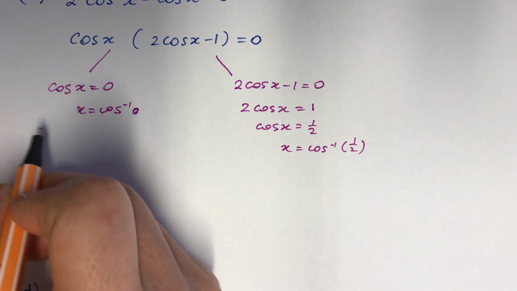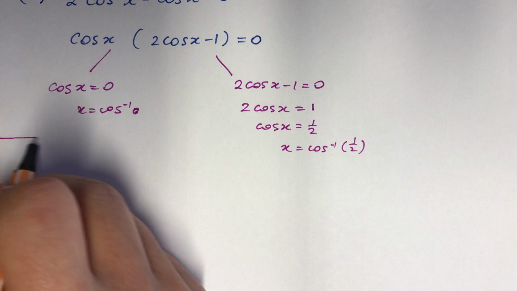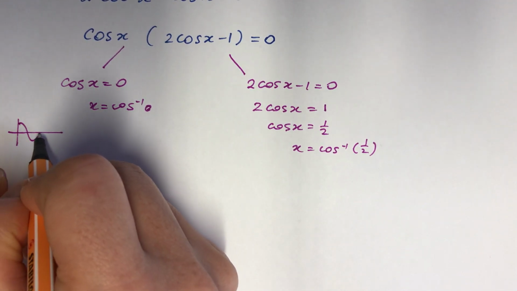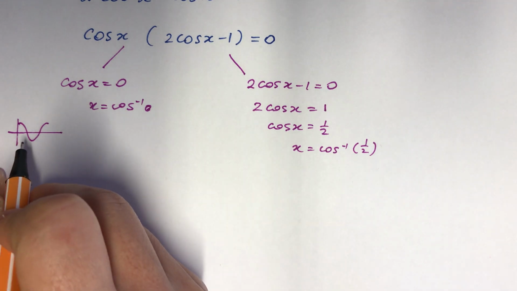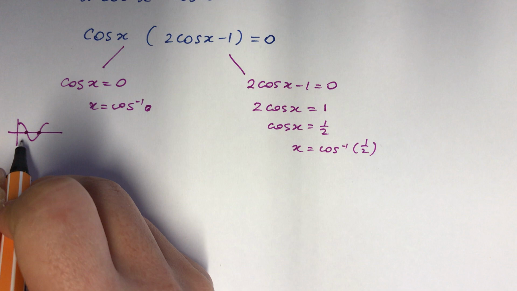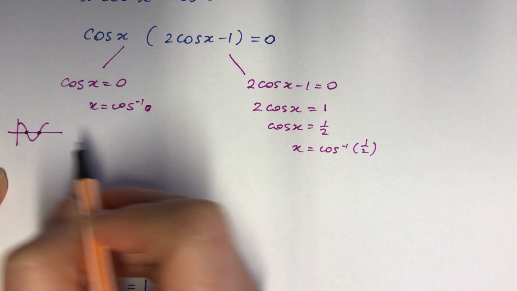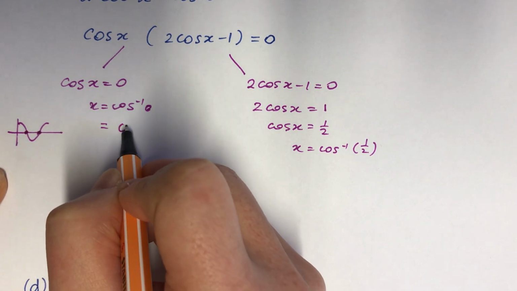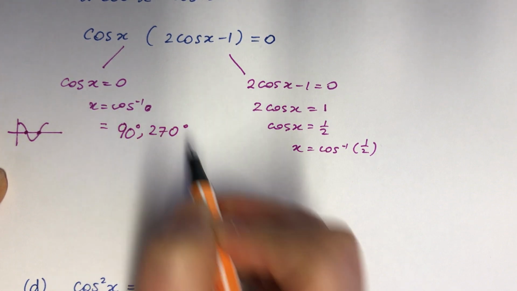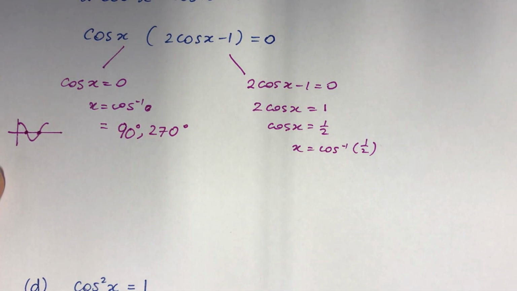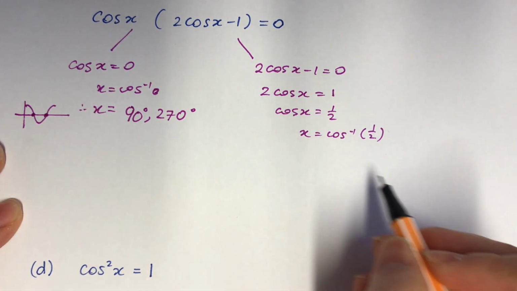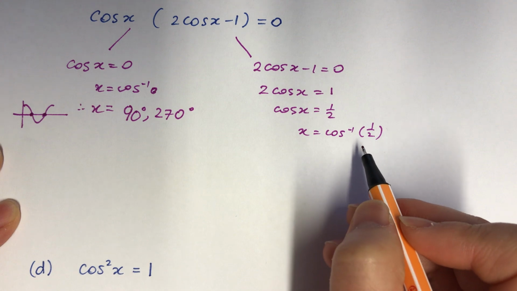Now here, you can think about when, but I would like to draw a graph on this. When will I get 0? Here and here. That's a 90 and that's a 270. So 90 and 270, that's when I get 0. So that's my x. And then here, when will I get half?